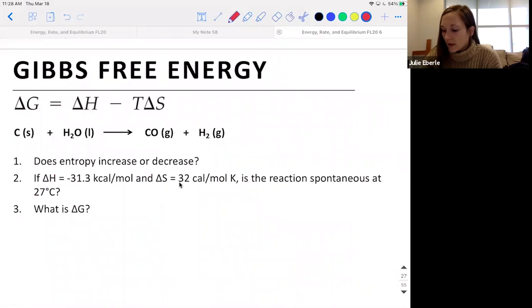We have carbon. It's a solid. We have liquid water. These can react to give us carbon monoxide gas and hydrogen gas. Carbon, solid carbon plus liquid water gives us carbon monoxide gas and hydrogen gas. Question number 1, does entropy increase or decrease? What is delta S doing? Is it positive or negative? What do y'all think?